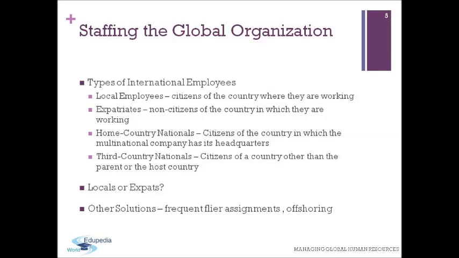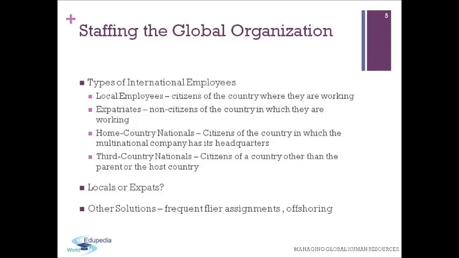So, let's have a look at the different types of employees, right? So, locals are citizens of the countries where they are working, whereas expatriates are non-citizens of the countries in which they are working. So, for example, an American working in France is an expat.